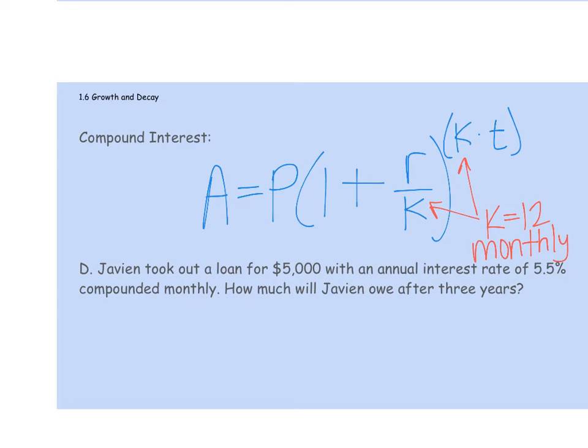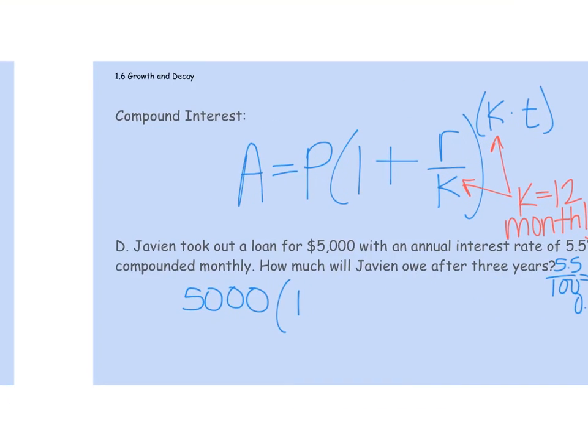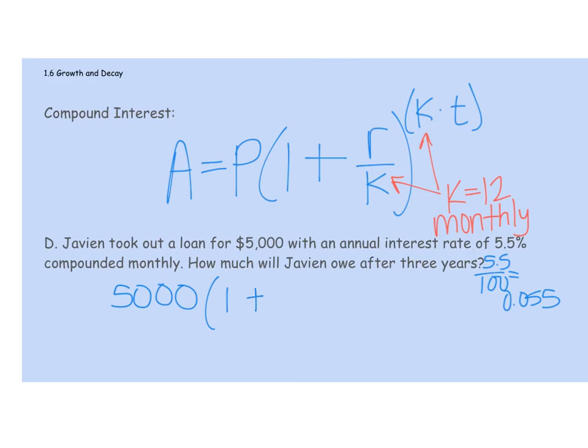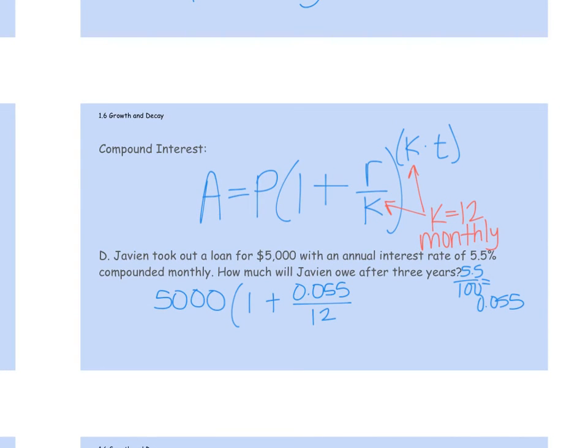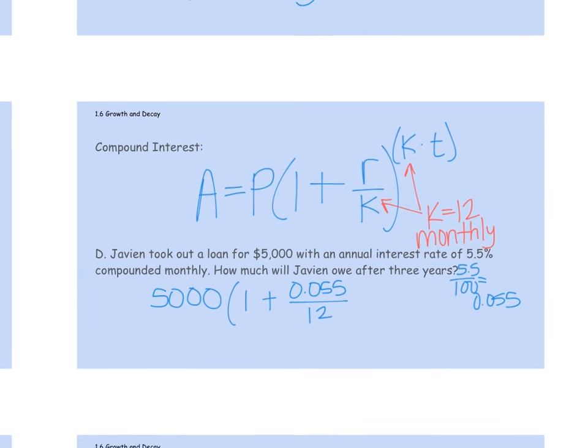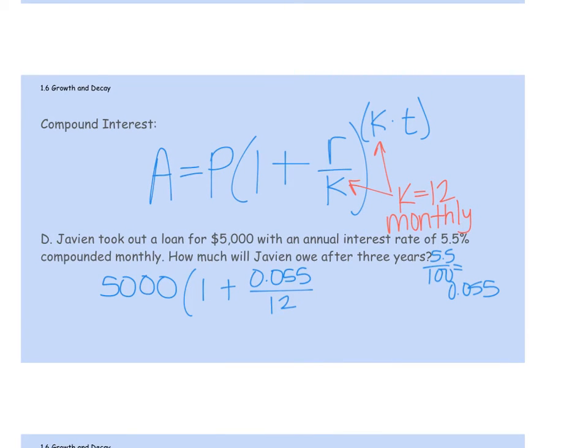So Javian took out a loan for $5,000 at an annual interest rate of 5.5%. So 5.5 divided by 100 is going to be 0.055. That's our rate. The reason why we divide that by 12 is, like I said, because it's compounded monthly. But it's because that interest rate is an annual rate. So what we do is we break it apart into each month. Like we put a little piece of it into each month. That's why we have to divide it by 12.